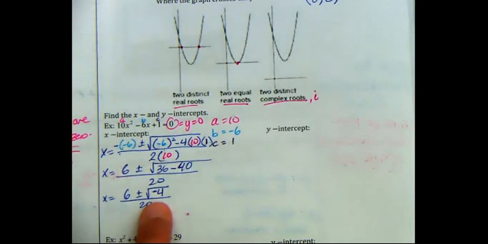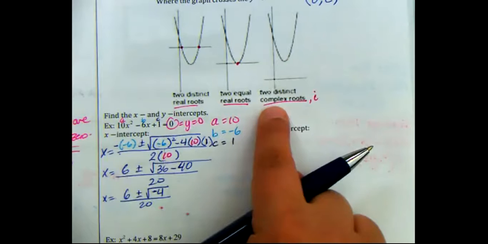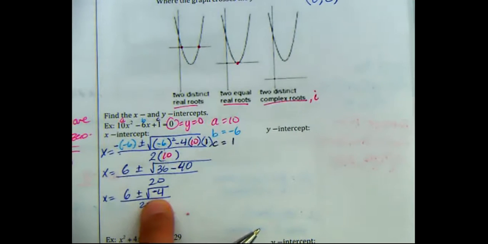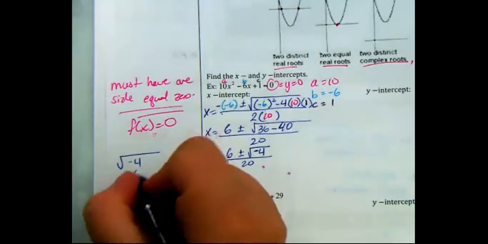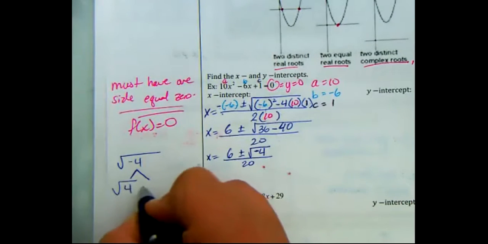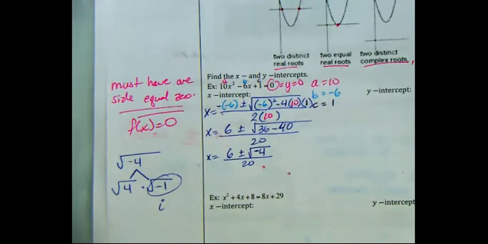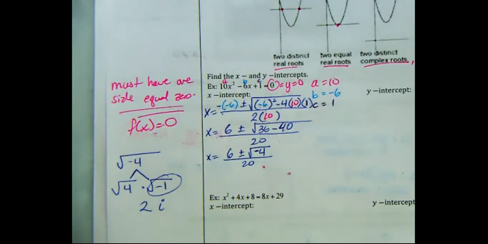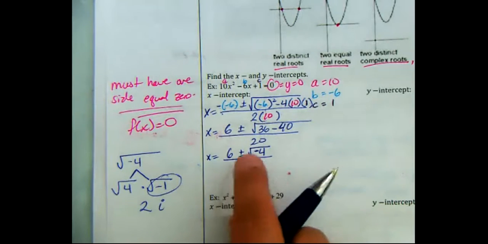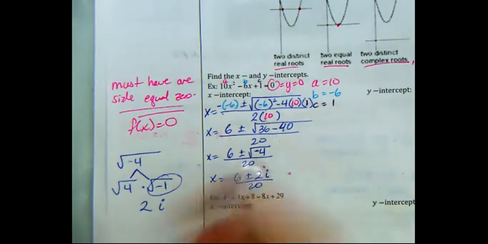Can't take the square root of a negative number, right? So this is going to tell me that I have two complex roots, because I'm now going to have to bring in i here. You guys remember i? Right? So the square root of negative 4 splits into the square root of 4 times the square root of negative 1. The square root of negative 1 is i, and the square root of 4 is 2. So this becomes 2i. So here I get 6 plus or minus 2i over 20.